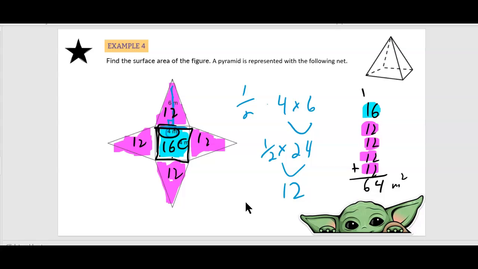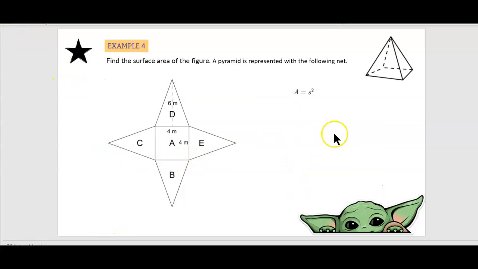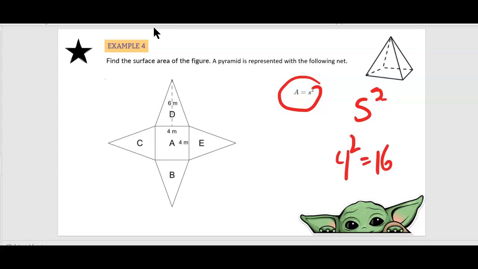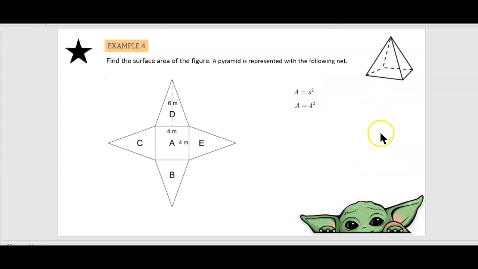Here it is again in kind of a review here. Area equals S squared. Side squared. This is the formula for the area of a square. You take one side and square it. So 4 squared is 16. But you could just say 4 times 4 and still get 16. The area of the square is 16 meters squared.